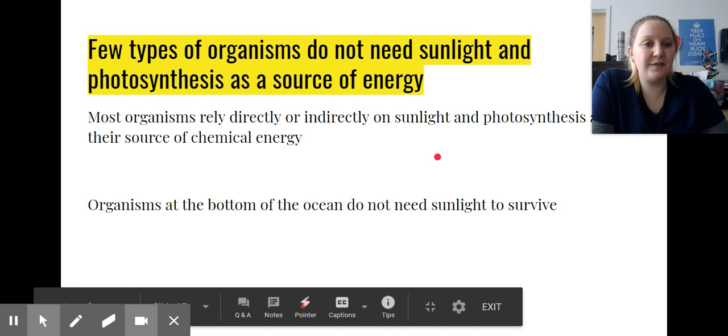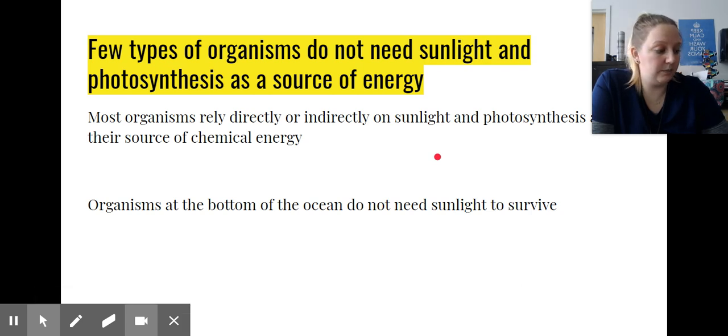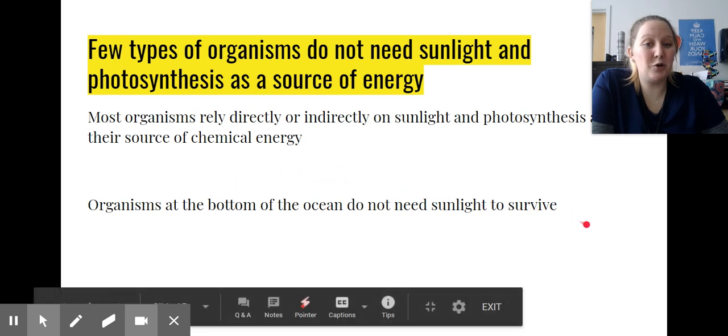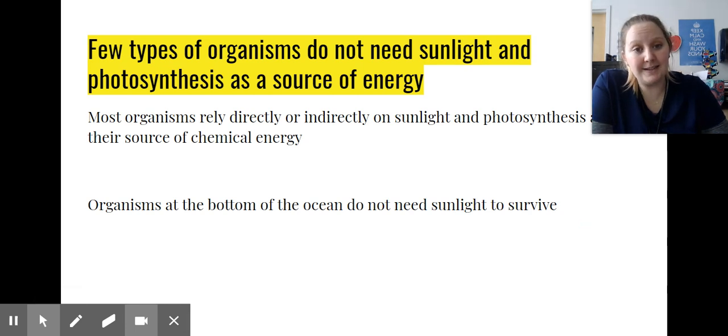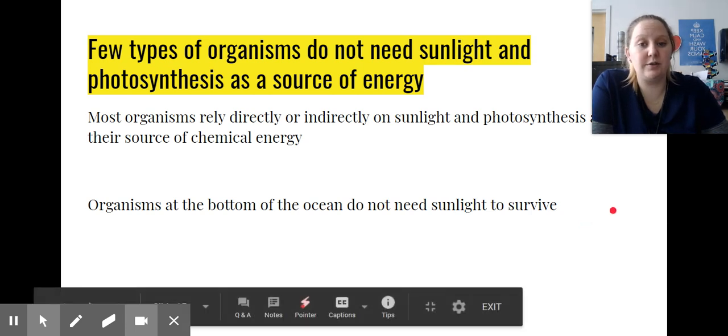There are a select few types of organisms that do not rely on the sun directly or indirectly as their primary source of energy. These types of organisms live at the bottom of the ocean where sunlight does not reach, and they have formed and adapted to other means of making their own food in order to survive.